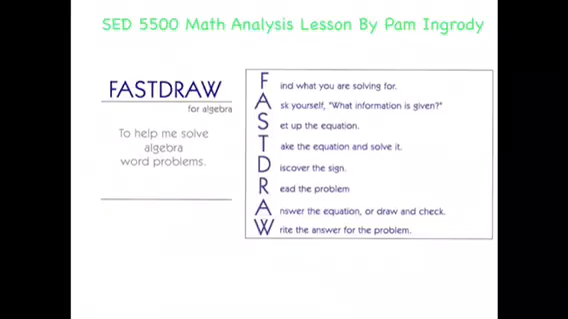The F in the acrostic stands for find what you are solving for. A stands for ask yourself what information is given. S stands for set up the equation. T stands for take the equation and solve it. Now, if after the T part of the acrostic you still haven't solved it, then you would go on to the draw portion. And D is discover the sign, read the problem, answer the equation or draw and check, and W, write the answer for the problem.